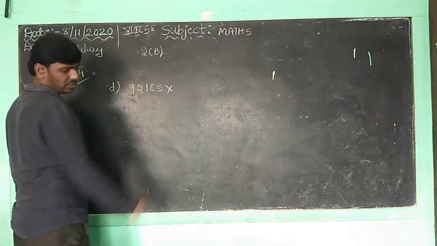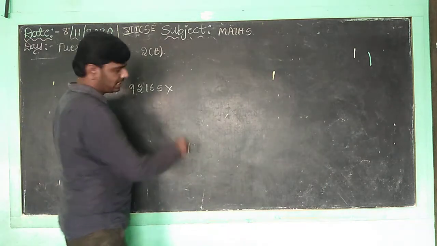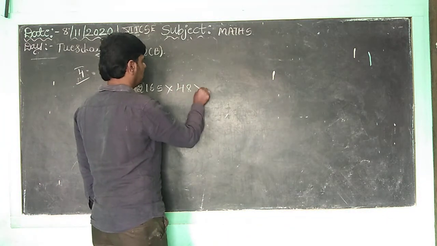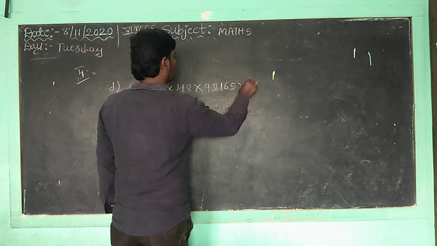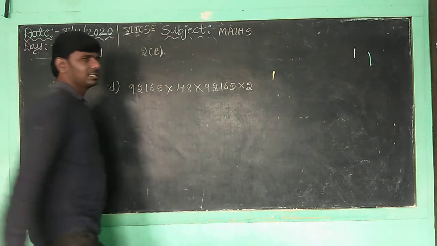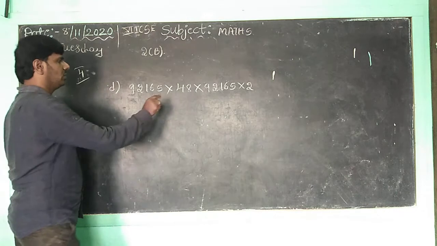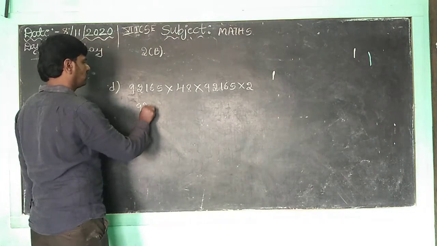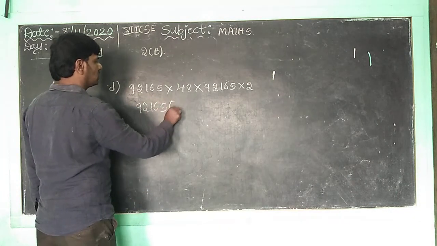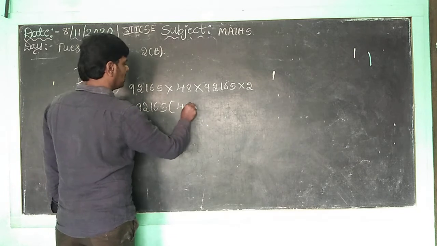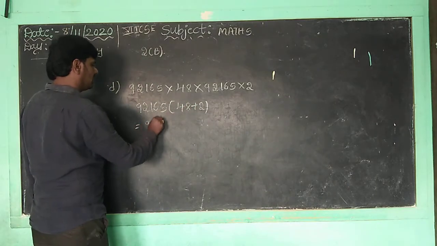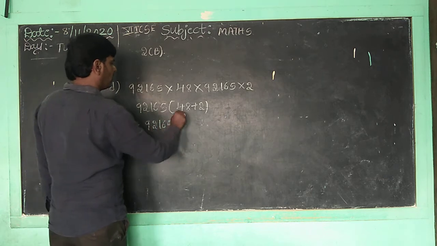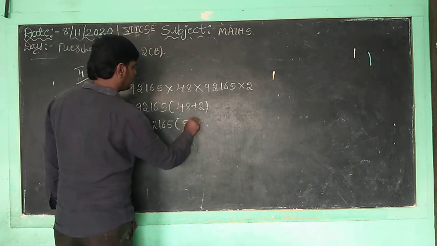92165 into 48 plus 92165 into 2. Correct children? So now you want to take 92165 common. Here 48 is there, here 2 is there. 92165 into (48 plus 2), that is 50.